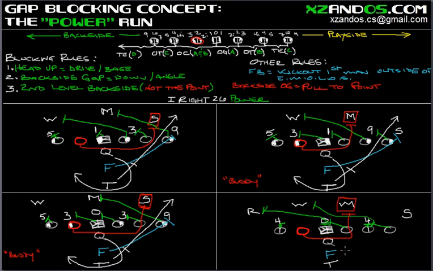But then we have our fullback kicking out the first man outside of the end man of the line of scrimmage, and we're running our power play again. I think against the 34, this power concept or this gap blocking concept against the 34 is really effective.